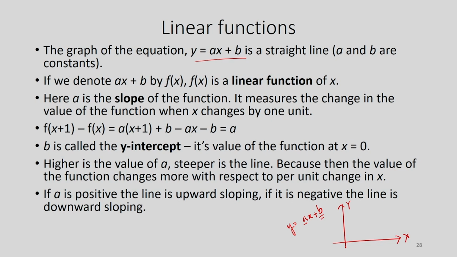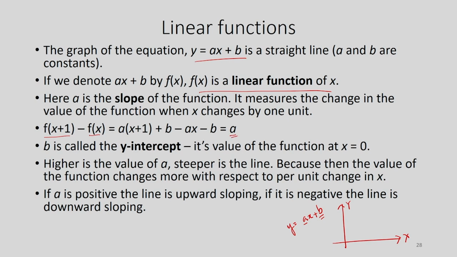Now, a x plus b, if we denote it by f x, then f x is a linear function of x. Here a is the slope of the function, it measures the change in the value of the function when x changes by 1 unit. So, if I take f of x plus 1 and from that I deduct f x, what do I get? F of x plus 1 is a multiplied by x plus 1 plus b. From that I deduct a x plus b, so it becomes minus b, and so some terms will cancel out and we are left with a.